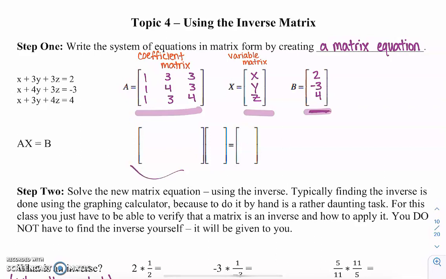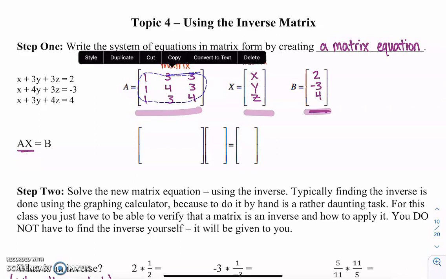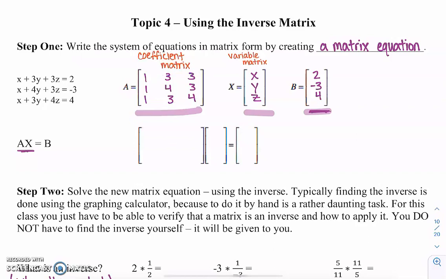So to set up the equation itself, you just put them together. It's the product of the A and X matrix, so your coefficient and your variable matrices. You will take those values in your coefficient matrix and multiply them by your variable matrix, and it will equal whatever your system of three equations equals.